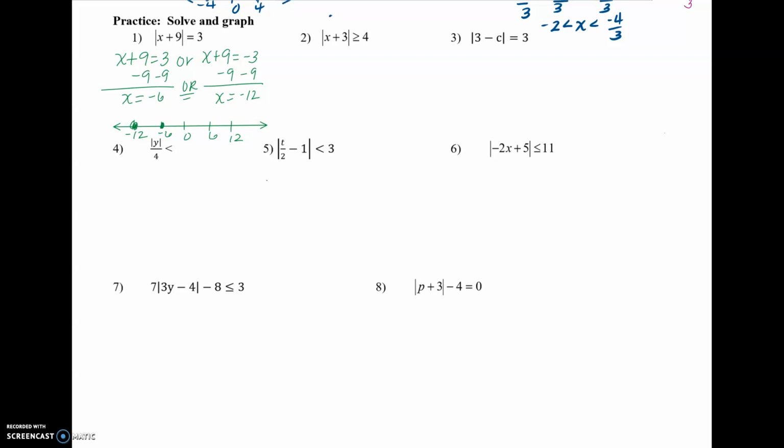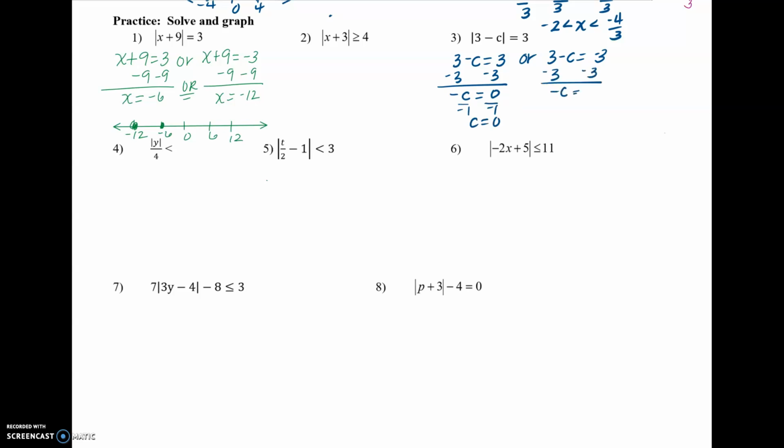Number 3 is also an equation. So it's an or. 3 minus c equals 3, or 3 minus c equals negative 3. I'm going to subtract 3. And when I do, I get negative c equals 0. Divide by negative 1. That's not changing the value, so c equals 0.